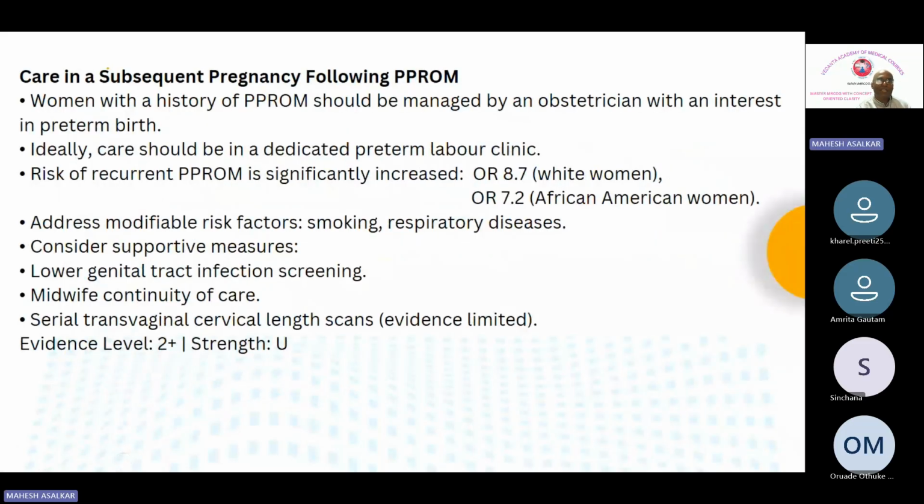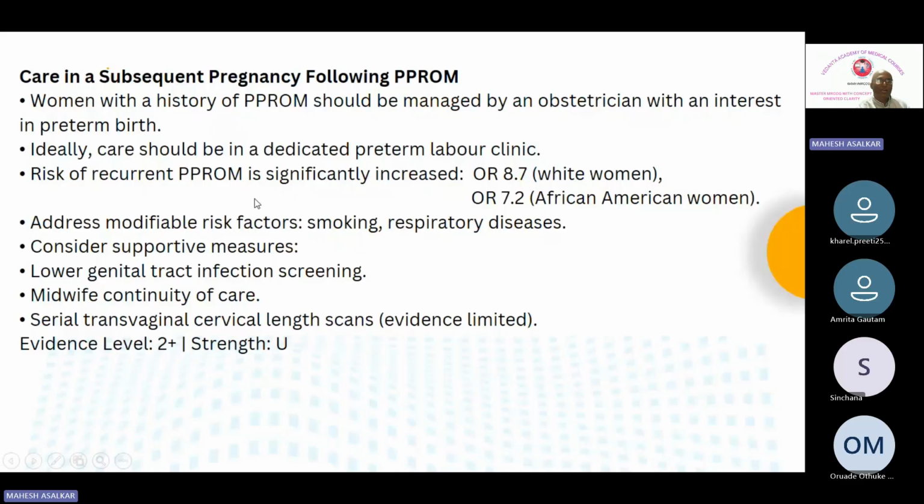Care in subsequent pregnancy following PPROM. Women with a history of PPROM should be managed by an obstetrician with interest in preterm birth. Ideally, care should be delivered in a preterm labor clinic. Risk of recurrent PPROM is significantly increased. Remember the odds, it is high, 8.7 for white and 7.2 for African American women.